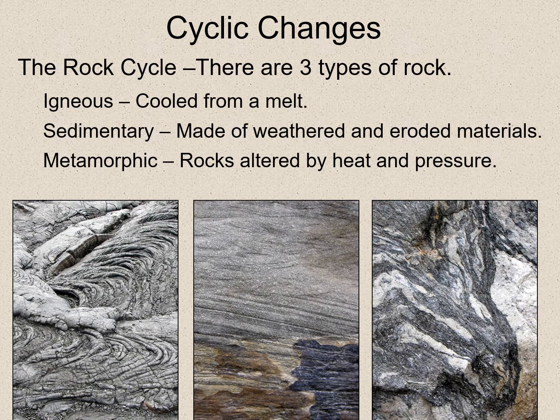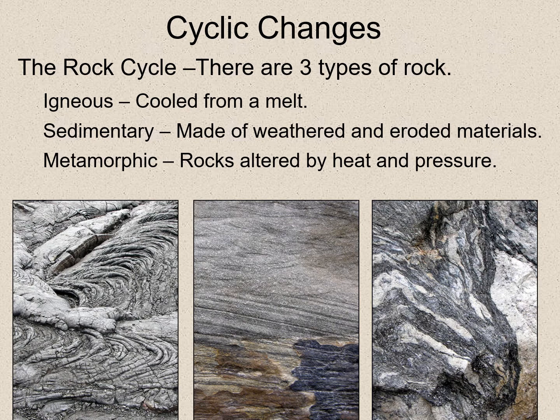Cyclic changes would be things kind of like the rock cycle. Okay, so we have three different types of rocks. We have igneous rocks, which are cooled from a melt, so magma or lava. Sedimentary rocks are when we take any kind of pre-existing rock and we break it into pieces and then assemble it, it's kind of recycled. And then metamorphic rocks are pre-existing rocks that have been heated and squeezed almost to the point of melting, but not quite, but that transforms them.